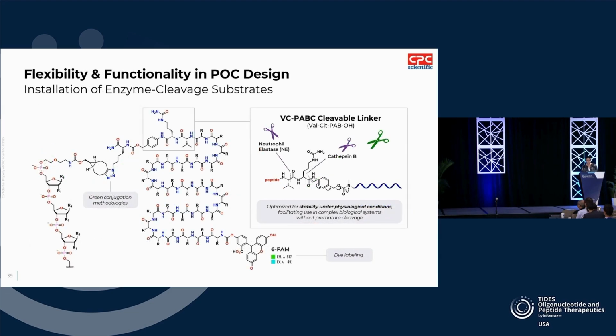So here is the importance of using this modular approach to putting together POCs. It allows optimization for each of these components and the flexibility to use various modifications as needed in your final functionality. You can see on this molecule we've got lots of things incorporated. You can add the BCN using green chemistries. You can incorporate this VC-PABC cleavable linker, as well as any other modifications. You can see in the lower corner there's a 6-FAM, so you can add fluorescent dyes. The possibilities are numerous.